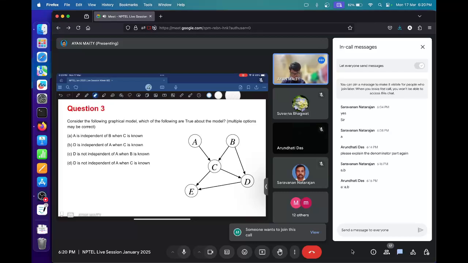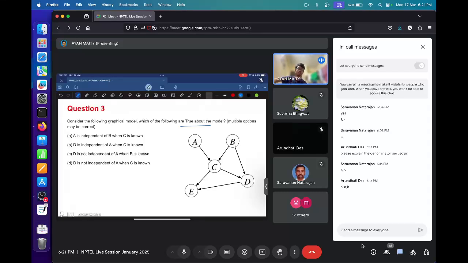So question 3 says, consider the following graphical model. Which of the following are true about the model? Multiple options may be correct. Option A says A is independent of B when C is known. Option B says D is independent of A when C is known. Option C says D is not independent of A when B is known. And option D says D is not independent of A when C is known. So basically you have to check each of these options one by one whether the statements hold or not.